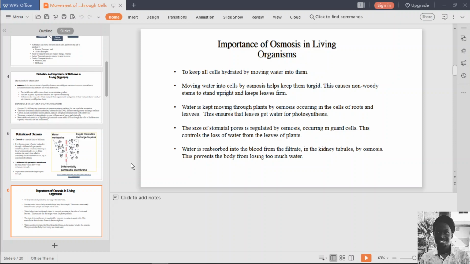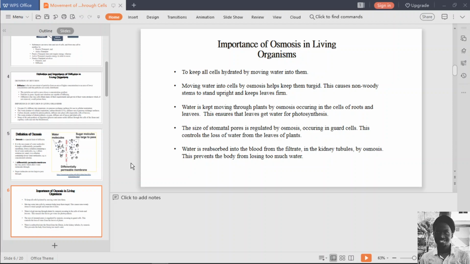Now, osmosis is important to living organisms just as diffusion is. It is important to keep all cells hydrated by moving water through them. It is important to keep cells turgid, and this causes non-woody stems to stand upright and keep them firm. Water is kept moving through plants by osmosis occurring in the cells of roots and leaves. This ensures that the leaves get water for photosynthesis.